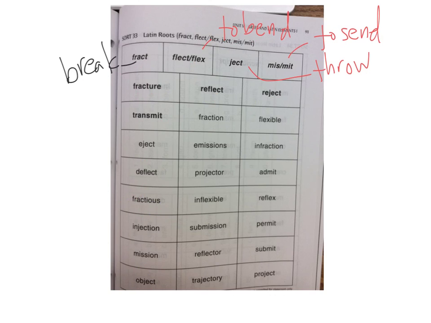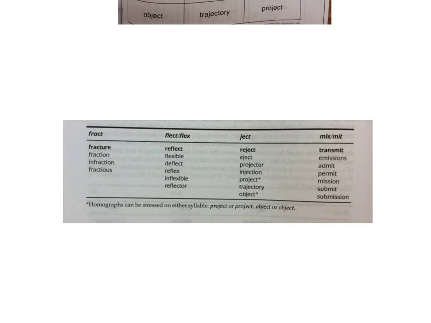So go ahead and read through these words and sort them into columns based on the root in the word. And here again, you can see the words sorted into the columns. You have fract, flect or flex, ject, and miss or mit.